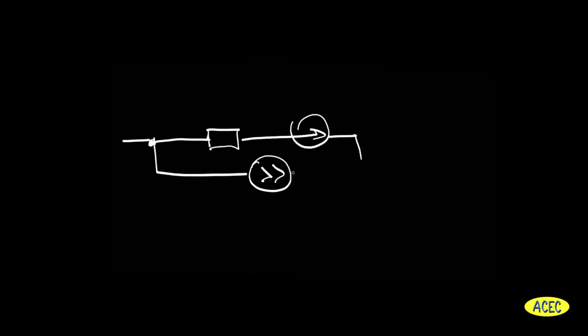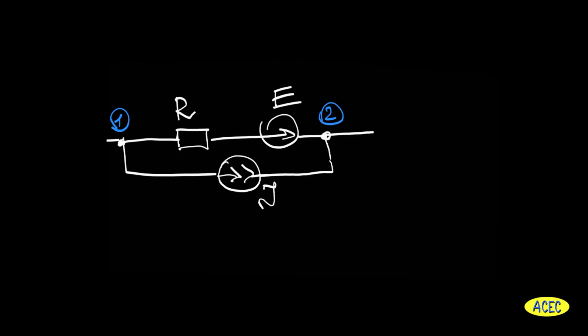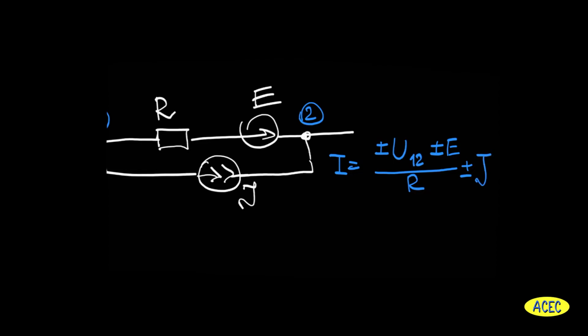Another interesting situation will be the branch or the loop in which we see the resistor R, voltage source E, and current source I. So how can we find the current in this case? We have the voltage between 2 points, between node number 1 and node number 2. Then we have the voltage source, which is included in this loop, and resistance, and current source. Depending on the direction of voltage source and current source, we will see the sign before the value of voltage and current source, respectively.